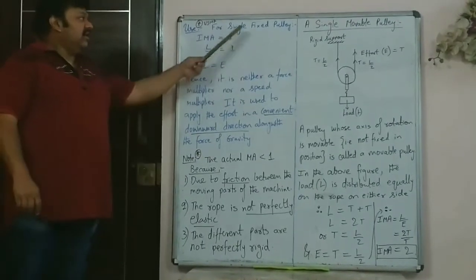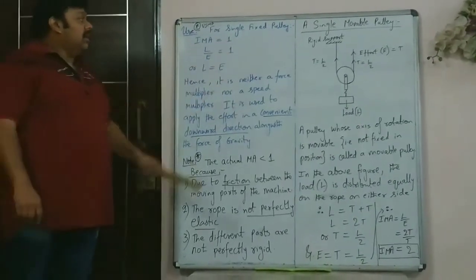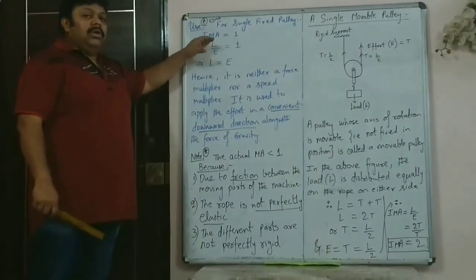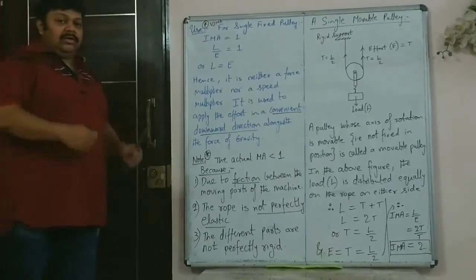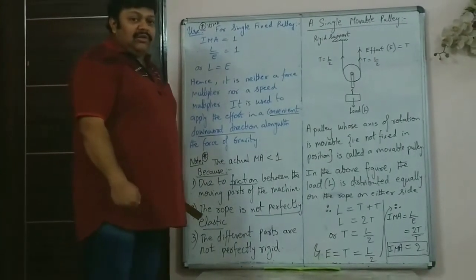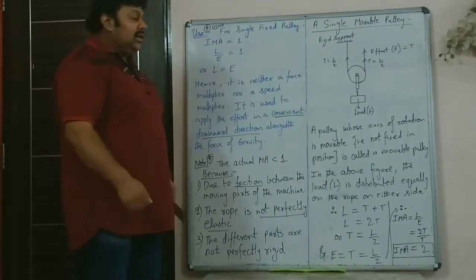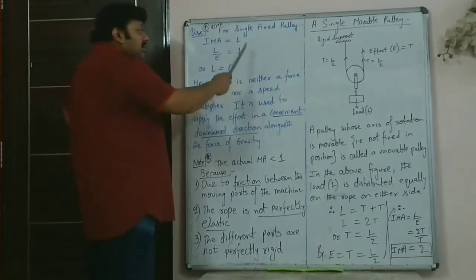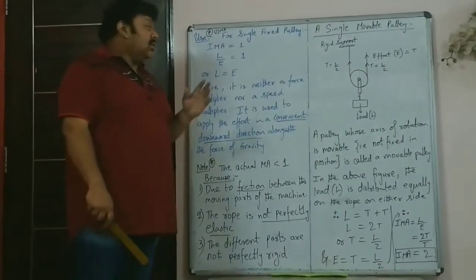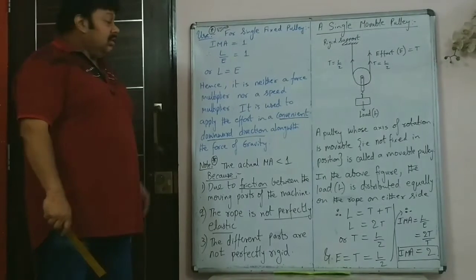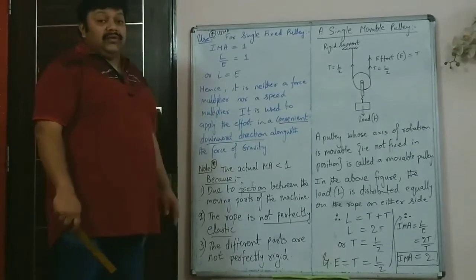So now in a single fixed pulley, ideal mechanical advantage is 1. Ideal mechanical advantage or mechanical advantage is load upon effort, that is 1. So that means load and effort are equal, which we saw. I told you if you want to lift 10 kgf, you have to apply a force of 10 kgf. Your tension in your hand will be 10 kgf. So hence, MA equal to 1 or IMA equal to 1 means it is neither a speed multiplier nor a force multiplier. So then what is it? It is just used to apply the effort in a convenient downward direction along with the force of gravity.